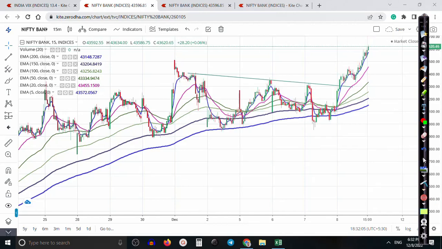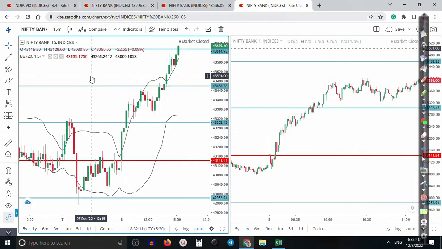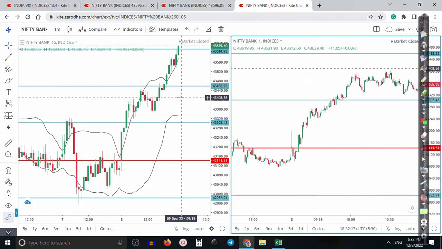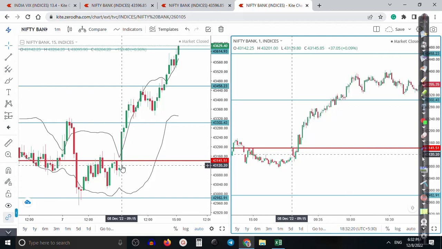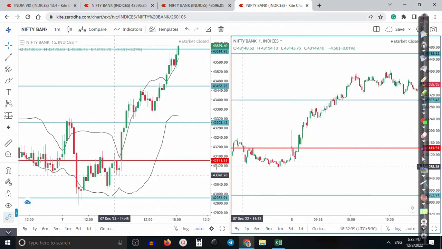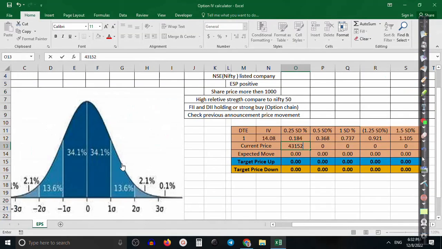So let me show you exactly where we entered today. This one is the 15-minute chart, and this one is another 1-minute chart. Where did price exactly open? Here I can see 9:15, the opening point is around 43142. So let me use standard deviation. Opening point 43142, sorry.